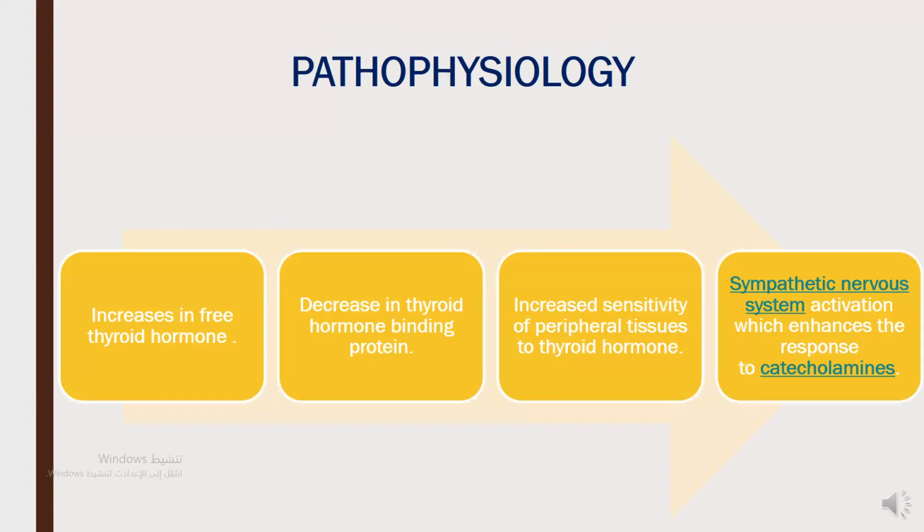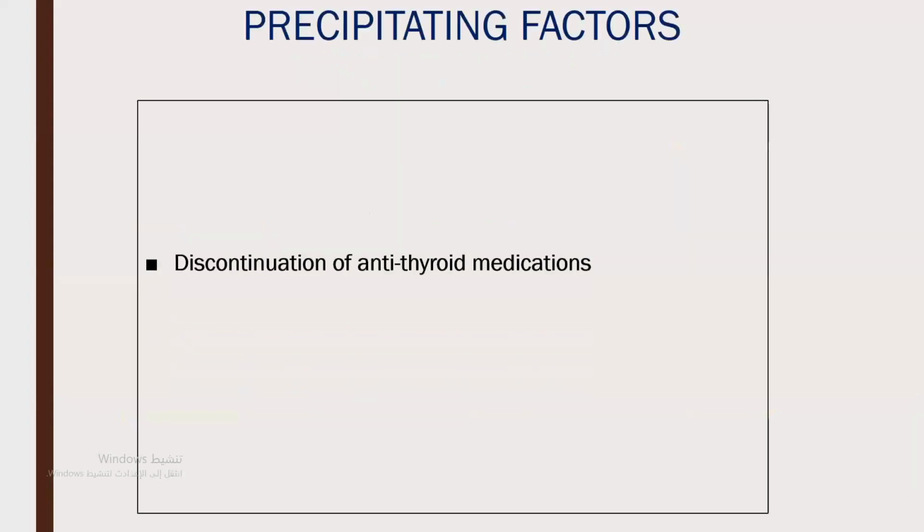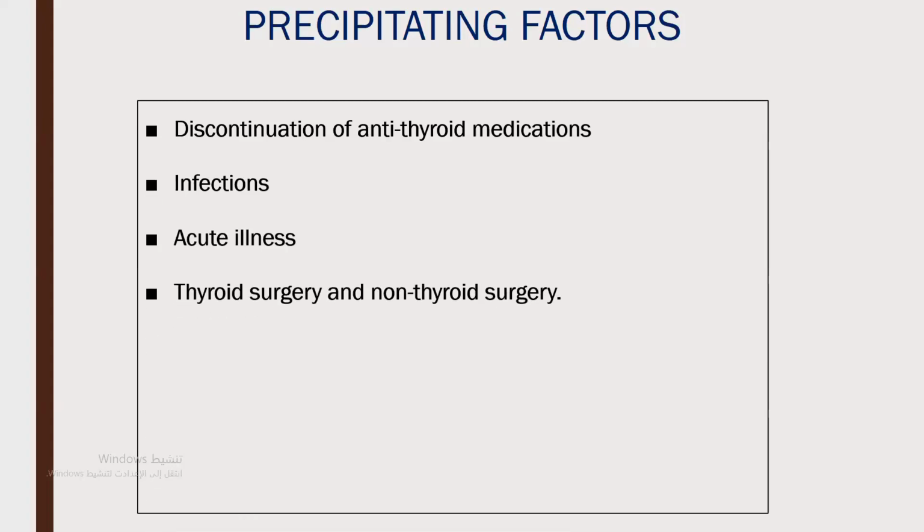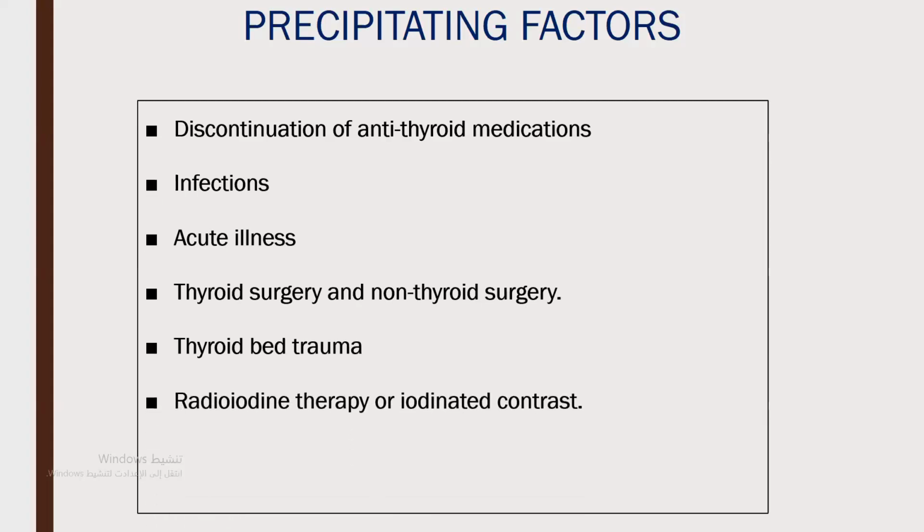The pathophysiology: increase in free thyroid hormone, decrease in thyroid hormone binding protein, increased sensitivity of peripheral tissues to thyroid hormone, and sympathetic nervous system activation, which enhances the response to catecholamines. What about the precipitating factors? Discontinuation of antithyroid medication is number 1. Number 2, infection. Number 3, acute illness. Number 4, thyroid surgery and non-thyroidal surgery. Then thyroid bed trauma, radioiodine therapy or iodinated contrast, and pregnancy, particularly during labor and delivery.